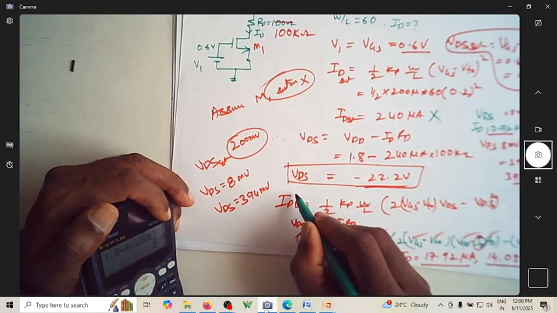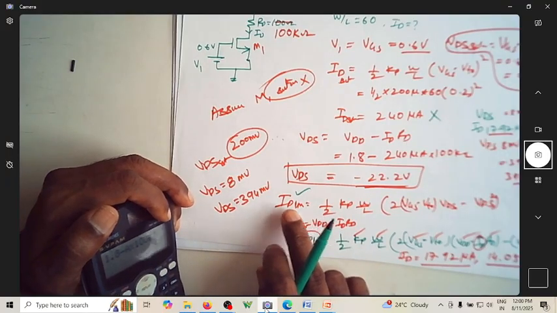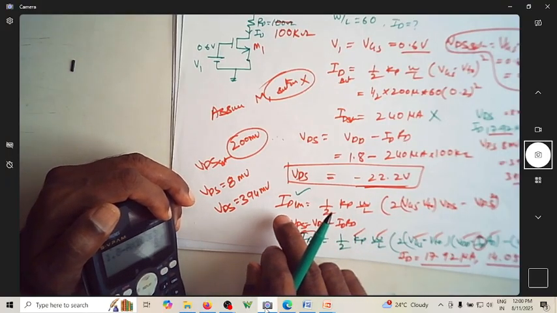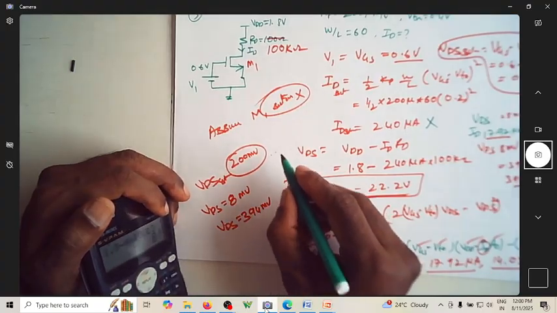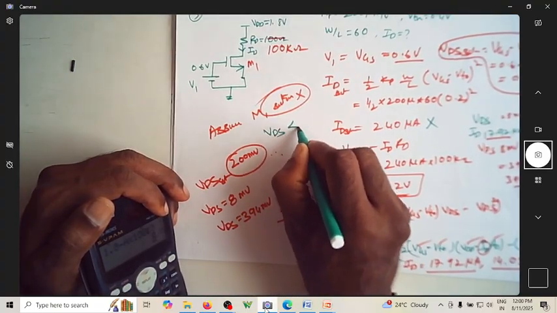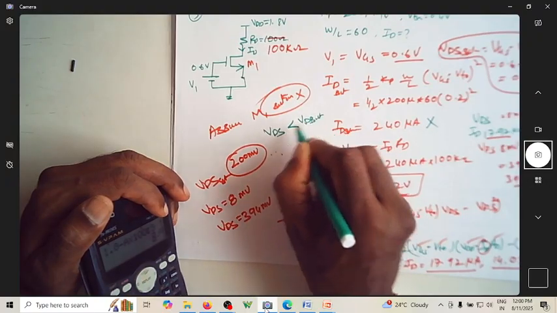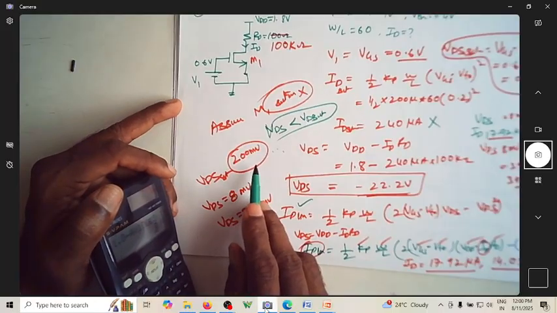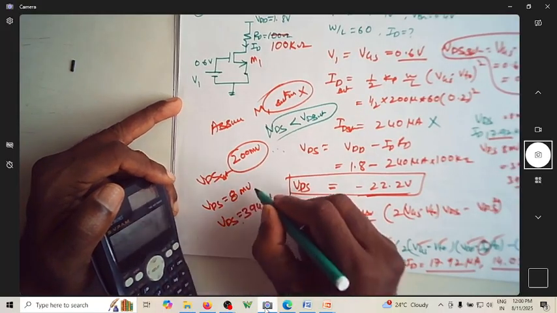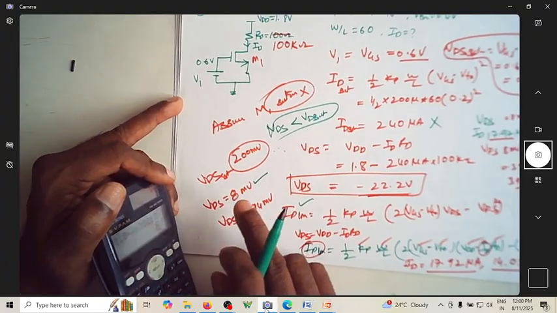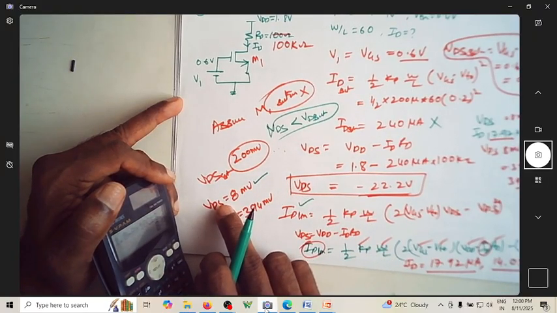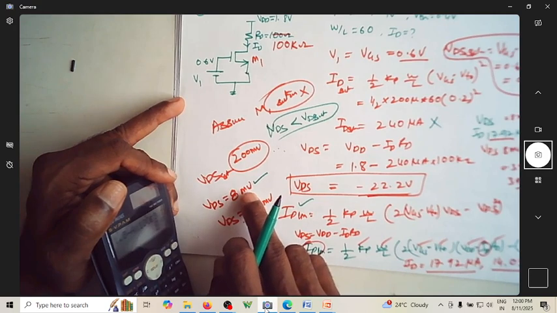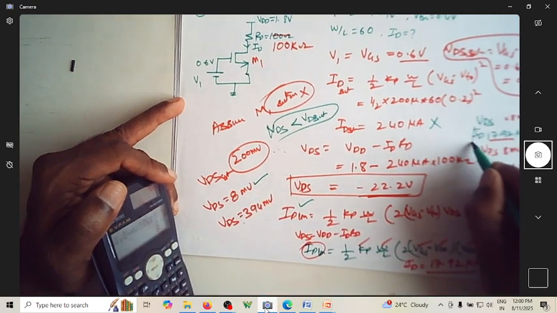So now you consider this to be in linear region. When you consider the MOSFET is in linear region, then VDS has to be less than VDS sat, correct? So now, out of these two, which is less than 200 millivolt? So this is less than 200 millivolt. Which is the current corresponding to this 8 millivolt VDS? It is this current.